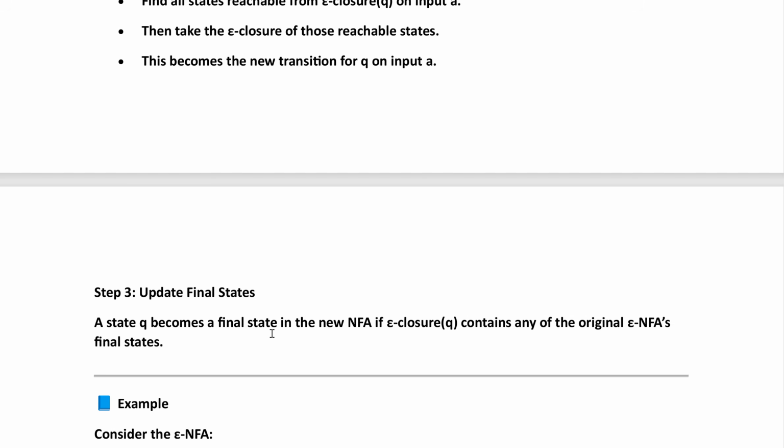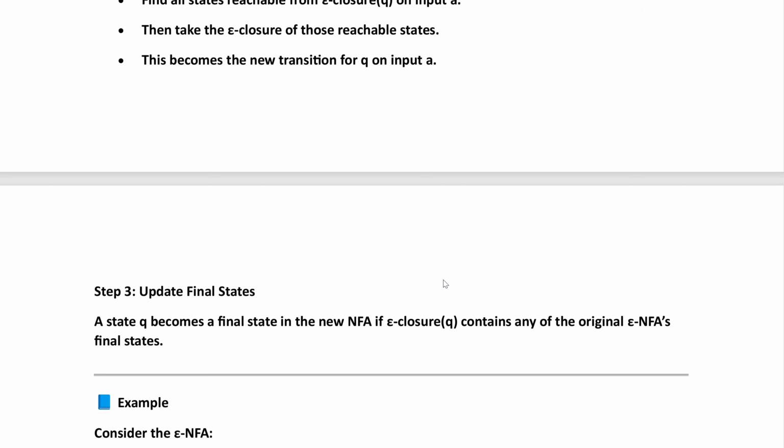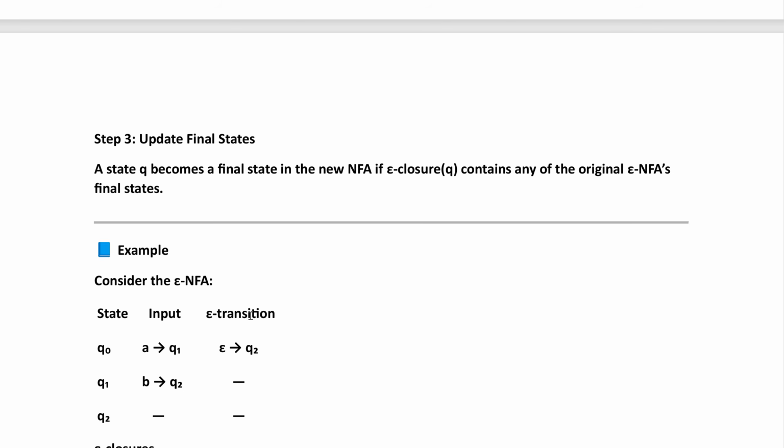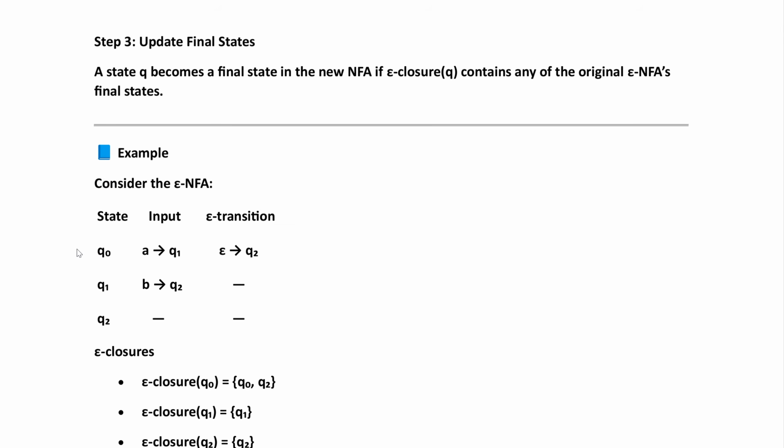Then we have to update the final states. That is, a state Q becomes a final state in the new NFA if its epsilon closure contains any of the original Epsilon-NFA's final states. For example, for your convenience, consider this Epsilon-NFA. This is the transition table for the given Epsilon-NFA. How do you know that this is an Epsilon-NFA?